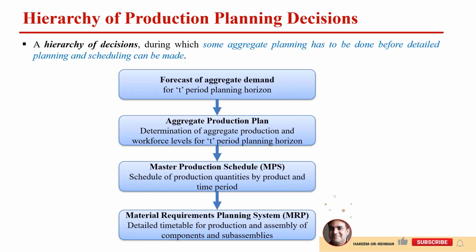In production planning, we are basically making hierarchical decisions, which means we are moving from top to bottom. So we always start from the aggregated forecast demand. What does aggregate mean? Let me give an example from the home appliance sector. First of all, we aggregate the demand based on the product family. The product family is, let's say, the air conditioner.